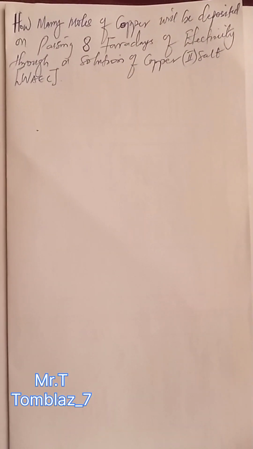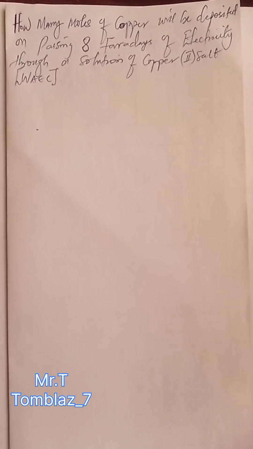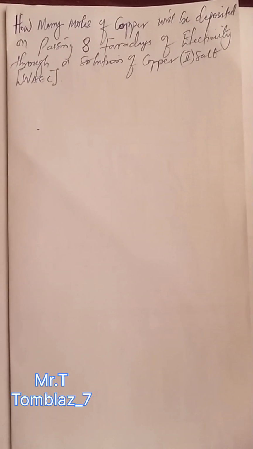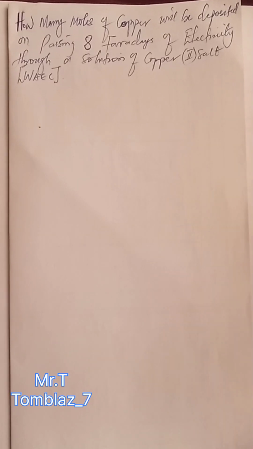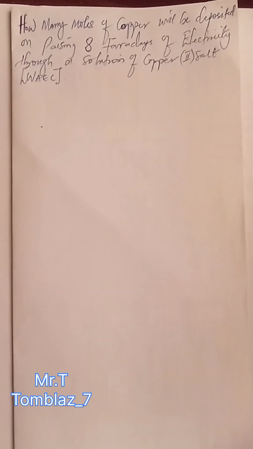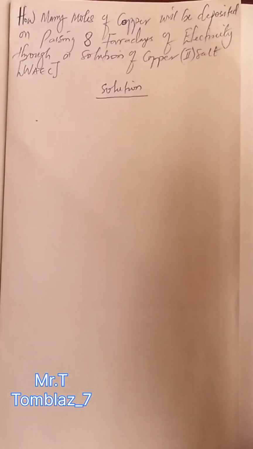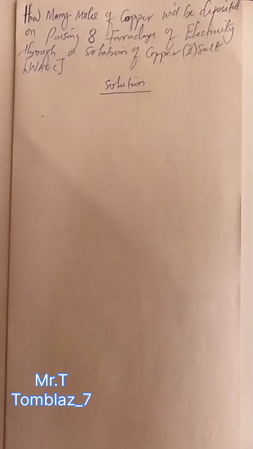In this video, we'll be calculating the number of moles of copper that will be deposited on passing 8 faradays of electricity through a solution of copper 2 salt. And it's a WAEC question. So to solve this problem, the first thing to do is to write the ionic equation for copper.